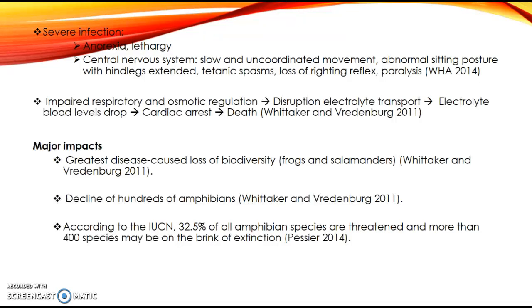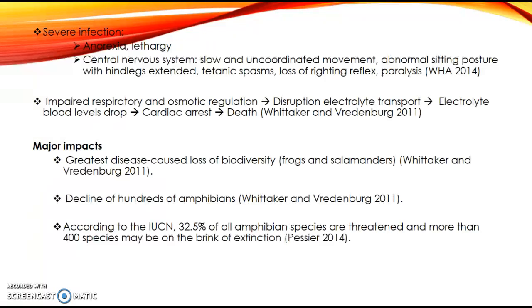It seems that in the disease there is also impaired respiratory and osmotic regulation, which disrupt the electrolyte transport. The electrolyte blood levels drop, which leads to cardiac arrest and death. Now, the major impact of the disease so far is, as mentioned before, the greatest disease-caused loss of biodiversity in both frogs and salamanders. It has caused the decline of hundreds of amphibians.